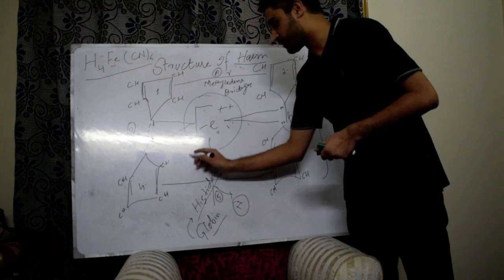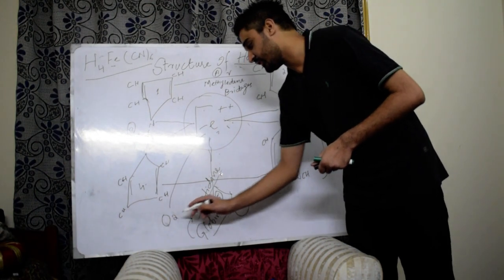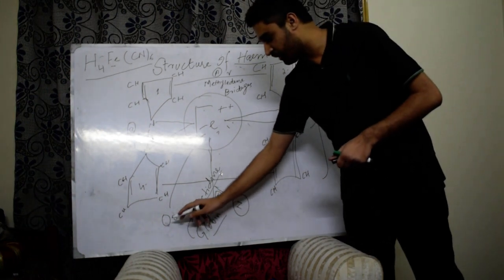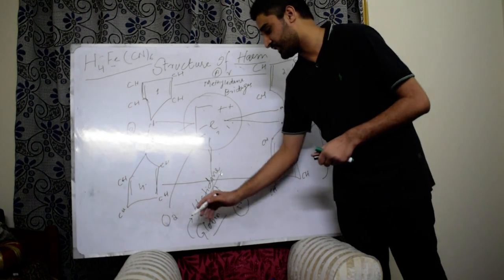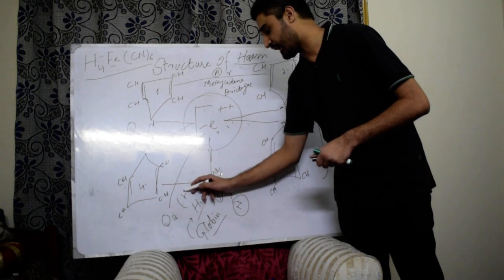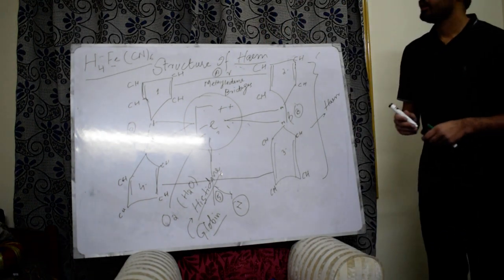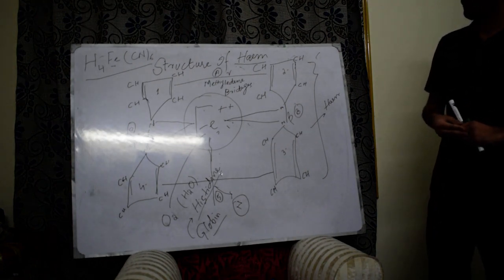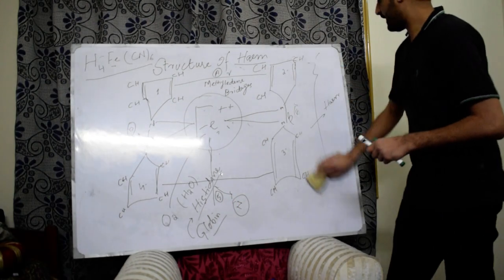Coming to the 6th valency, it attaches itself with a molecule of oxygen. Whenever the conditions are oxygenated, it attaches to oxygen, and whenever the conditions are deoxygenated, it attaches to a molecule of water. So this was the basic structure of heme, which we were describing. Let me summarize it again.